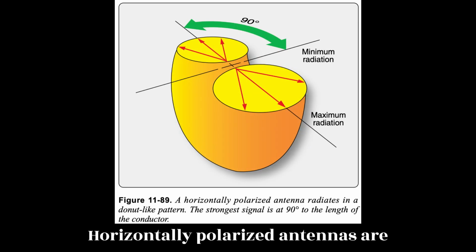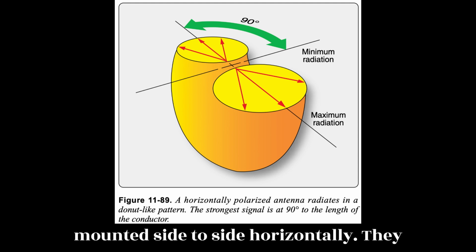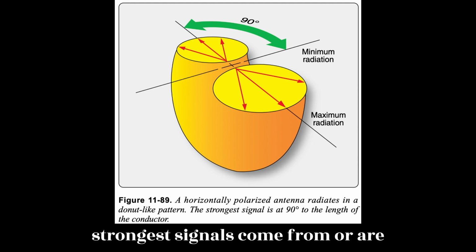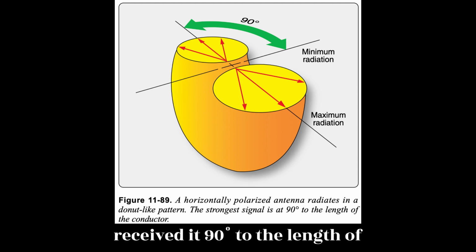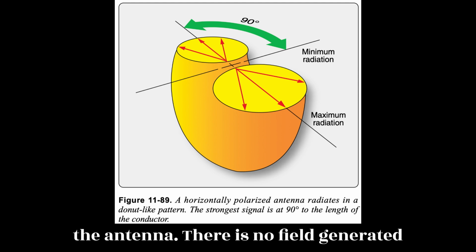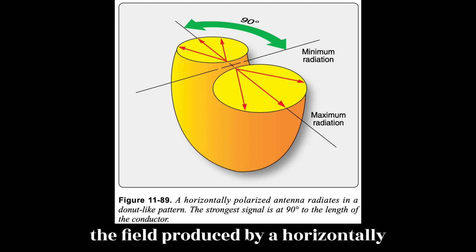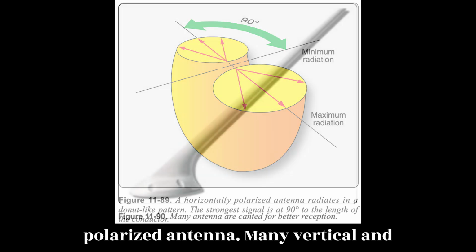Horizontally polarized antennas are mounted side to side, horizontally. They radiate in a donut-like field. The strongest signals come from, or are received at, 90 degrees to the length of the antenna. There is no field generated off of the end of the antenna. Figure 11-89 illustrates the field produced by a horizontally polarized antenna.